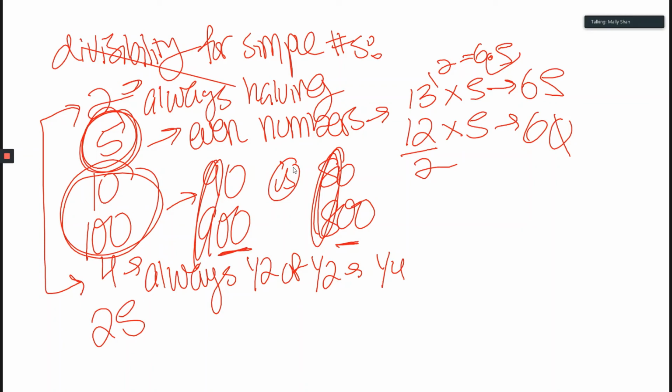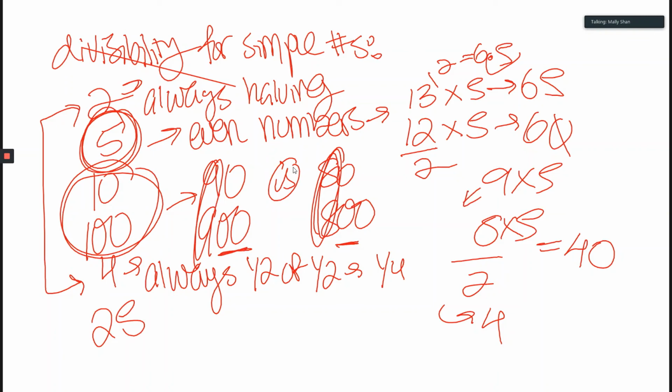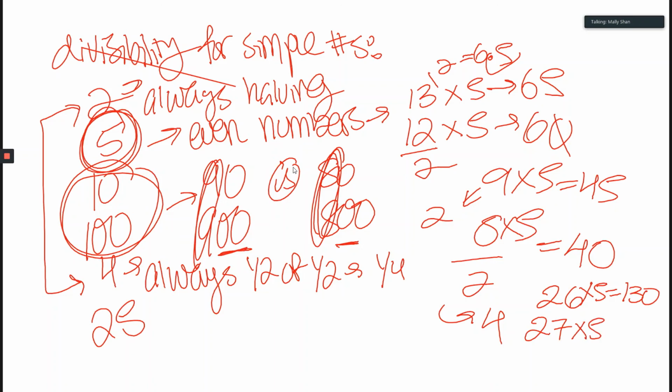And this rule works for basically any number. So 9 times 5 versus 8 times 5. 8 divided by 2 is 4, so your answer is 40. Versus 9 divided by 2 is 4.5, so that gets you 45. And even bigger numbers, let's say 26 versus 27. 26 times 5 is the same thing as 26 divided by 2, which gets you 13, so your answer is 130. And 27 divided by 2 gets you 13.5, so you get 135.